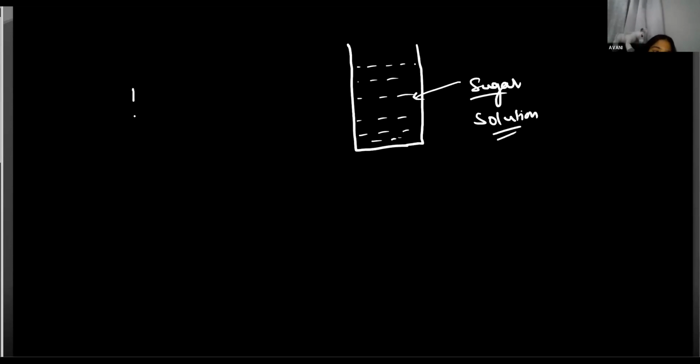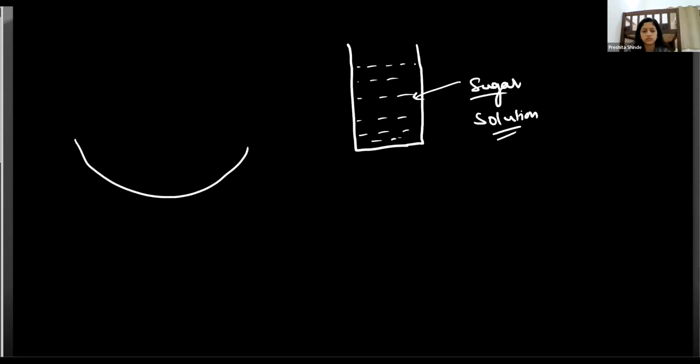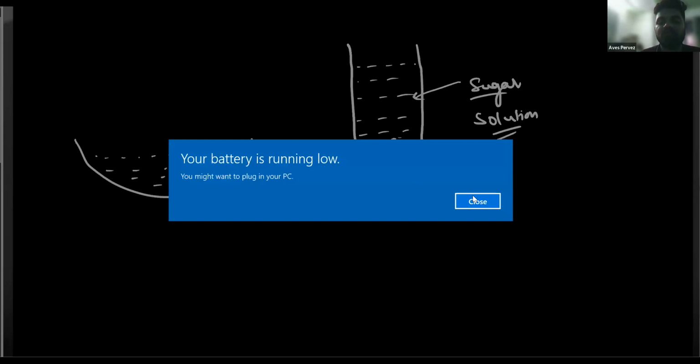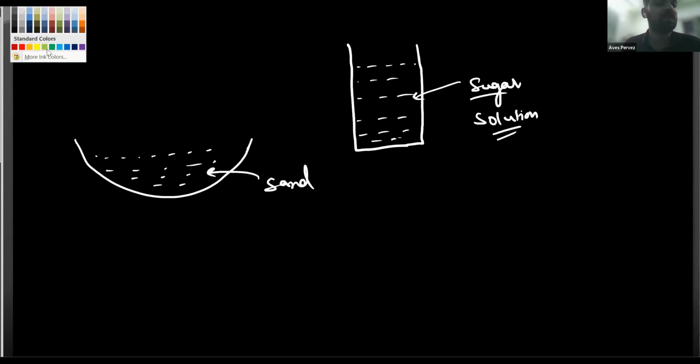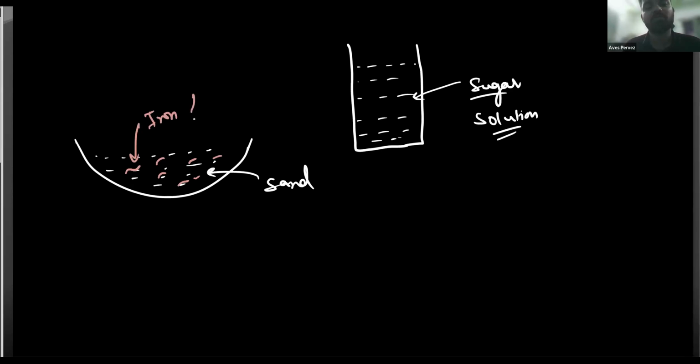Now just imagine you have sand and water, or a mixture of iron and sand. Let me explain this one. Here is sand, and you add some iron filings to it, particles of iron. These are the iron filings.